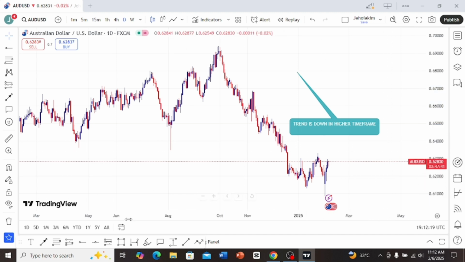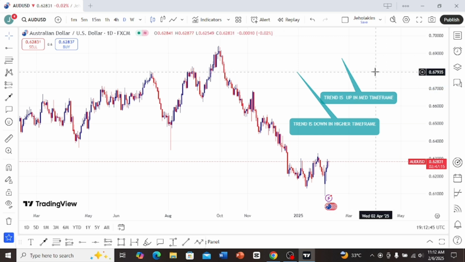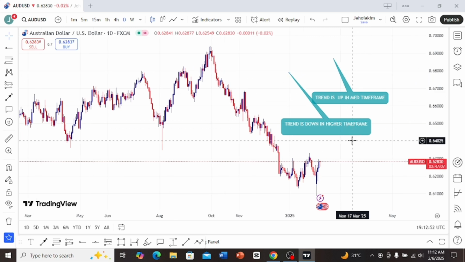The trend is down on a higher time frame, and the trend is up in the mid time frame. I normally say mid is medium time frame. So whenever you have these contradicting biases, what you do is you apply your chart knowledge, how you read your chart.